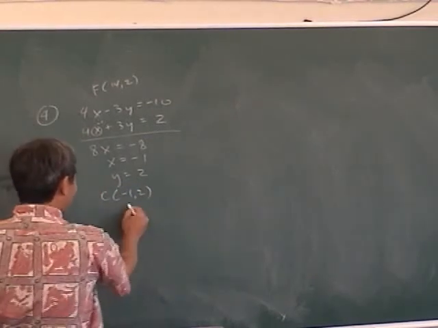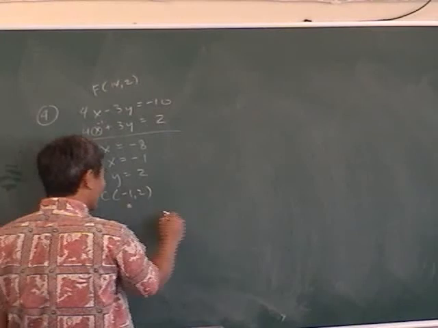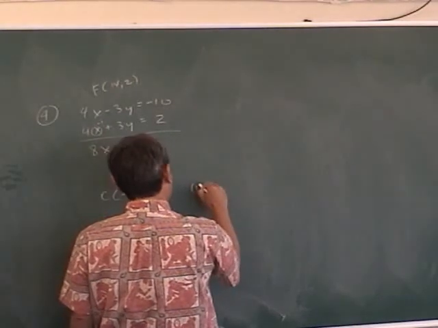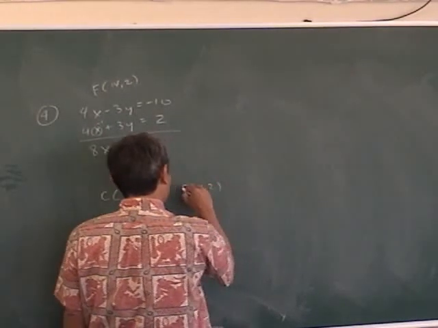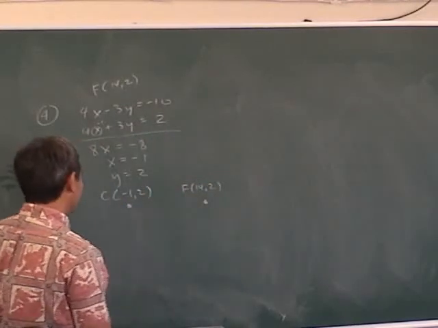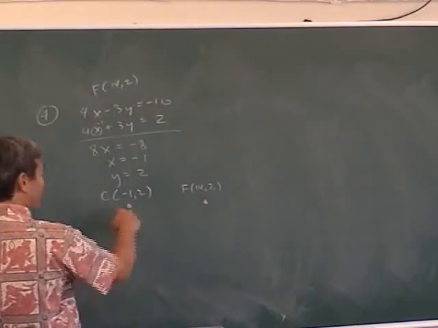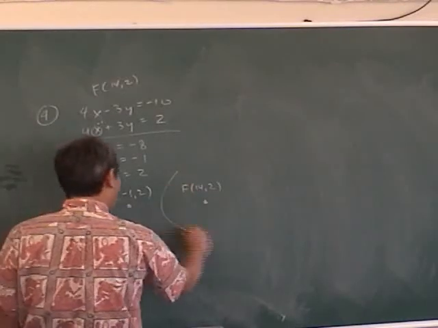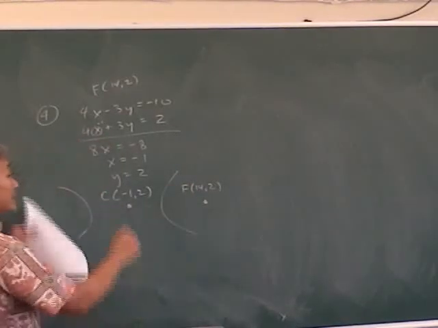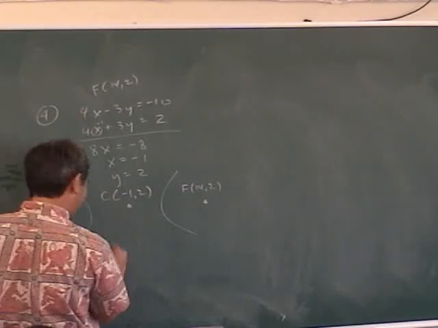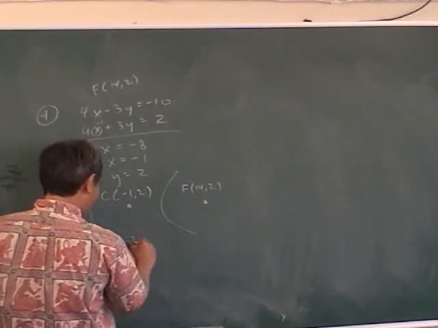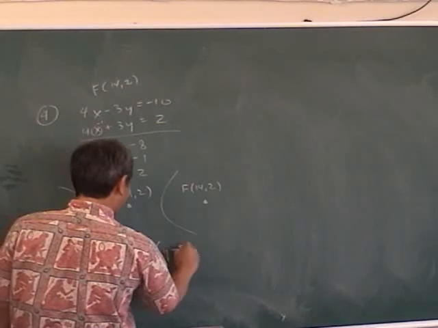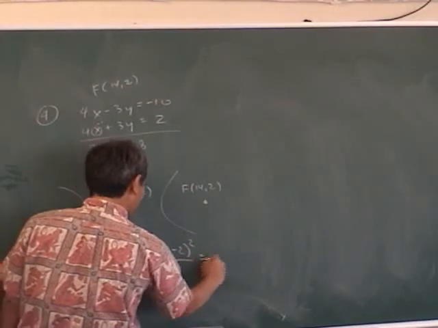Now, if the center is at (-1, 2) and one focus is at the point (14, 2), what kind of hyperbola is this? The focus is to the right of the center, so it's a left-right hyperbola, which means the x comes first. Since you have the center, (x plus 1) squared over a squared minus (y minus 2) squared over b squared equals 1.